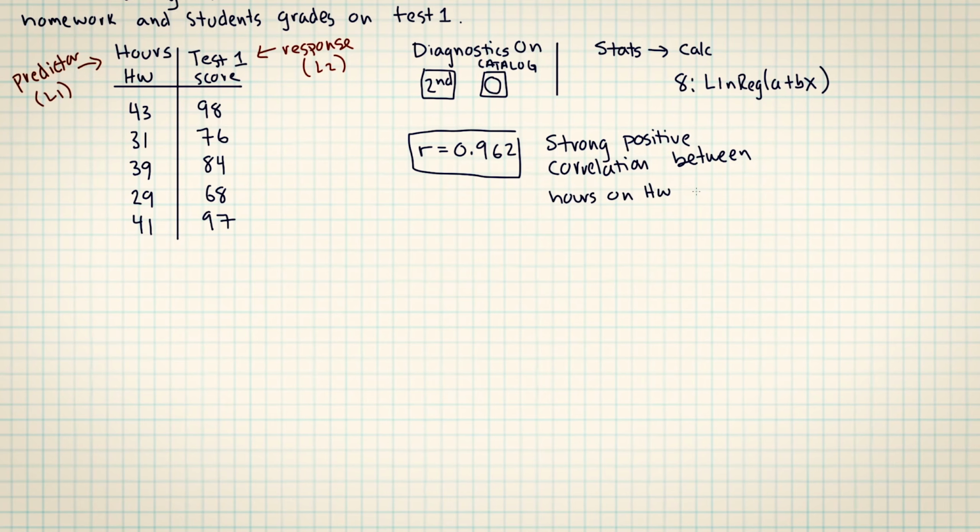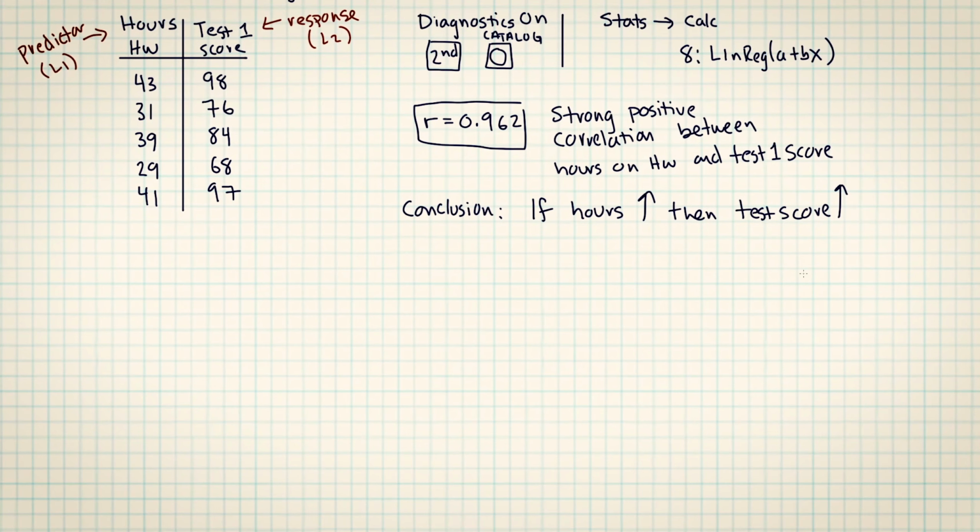So the takeaway from this example is, according to our data, if we change to a different student, and that student has an increased number of hours spent on the homework, then we would predict that they would also have an increased test score. If we got a negative correlation, that's crazy in this context, but what that would mean is the more hours you spend on homework, the worse your test score is.